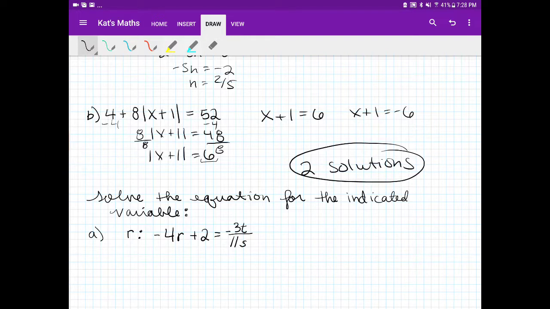And let's just solve to finish. So x is equal to 5, and x is equal to negative 7.